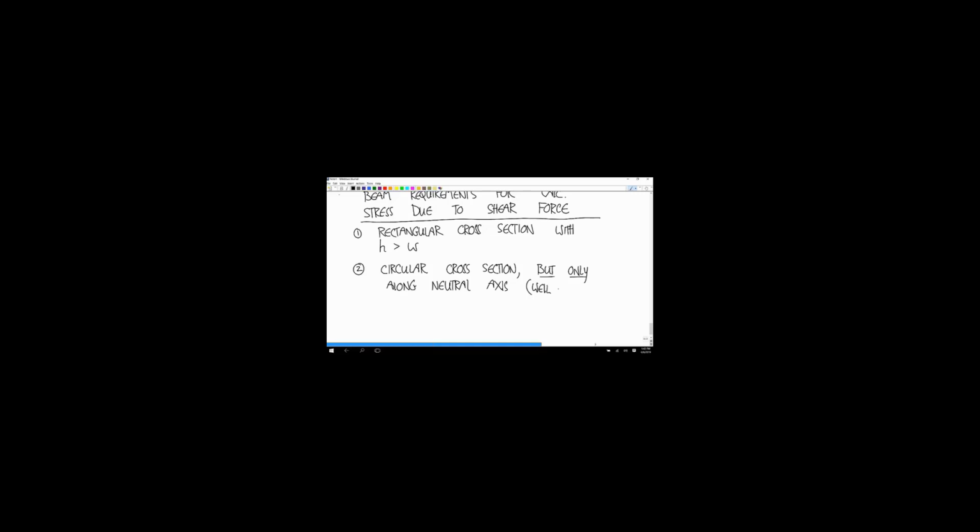Well, that sucks. Might as well not know anything about it then, except, well, it turns out that the neutral axis is where the stress due to shear force is the biggest. So if you have a really significant stress due to shear force, at least you can figure out what it is at the maximum.